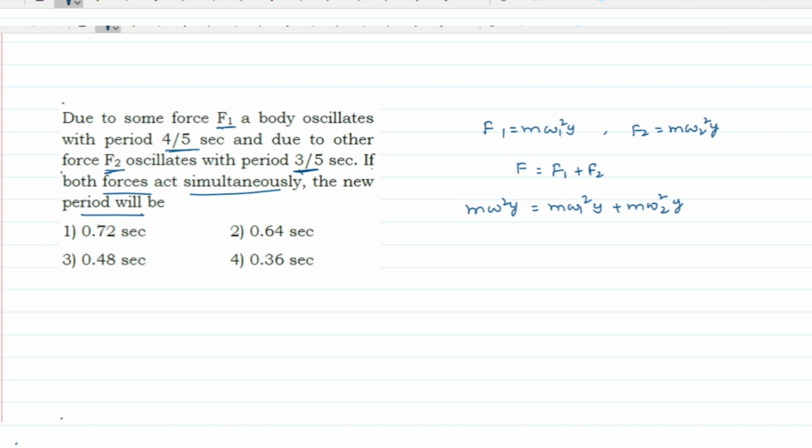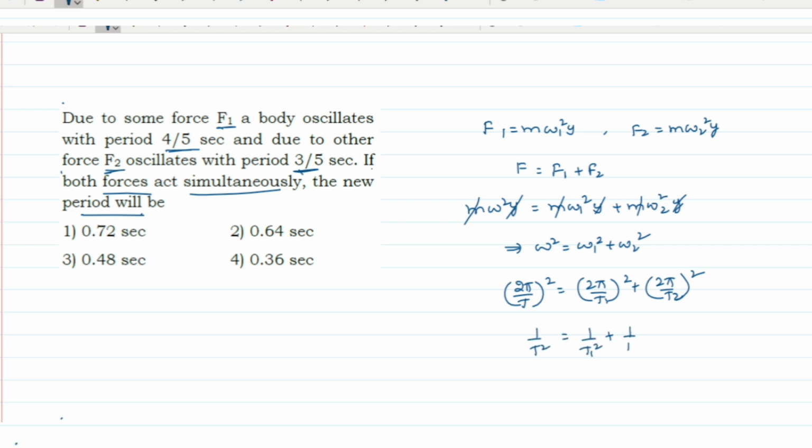Now m into y gets cancelled on both sides. That's nothing but omega square equals omega 1 square plus omega 2 square. In terms of time period, omega is 2 pi by T, so (2 pi by T) whole square equals (2 pi by T1) whole square plus (2 pi by T2) whole square. Cancelling 4 pi square, we get 1 by T square equals 1 by T1 square plus 1 by T2 square.